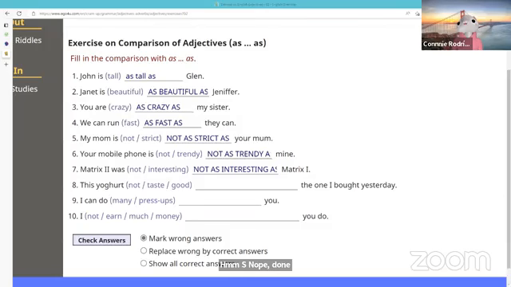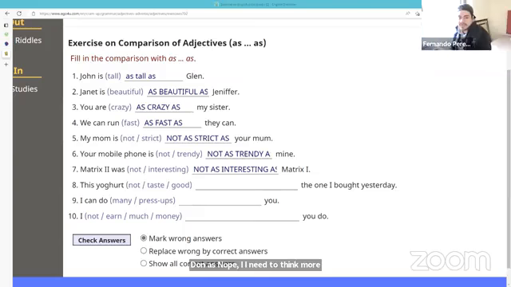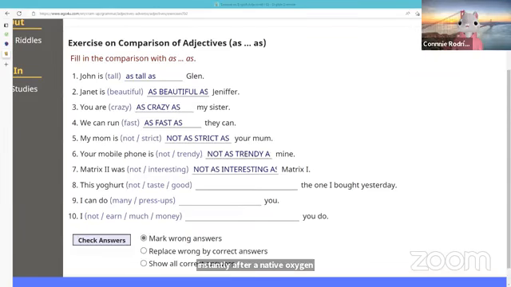Done as... nope. I need to think more about it. Think about the position of a negative. What goes instantly after a negative auxiliary? This sugar not taste as good as the one I bought yesterday.